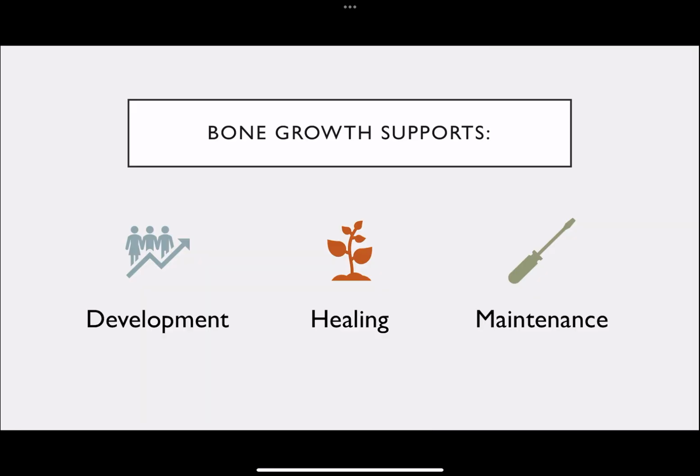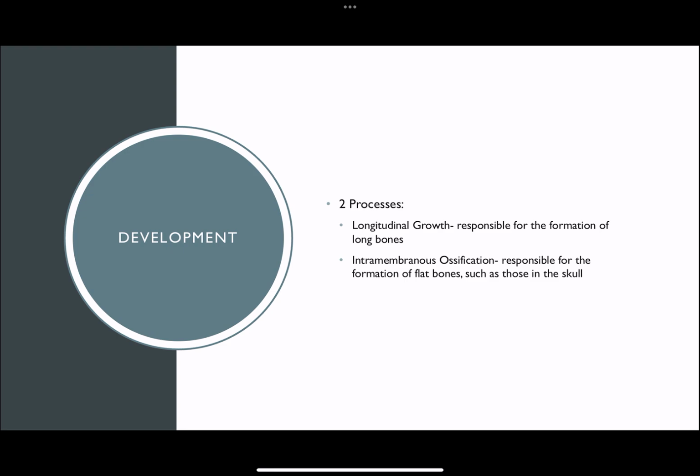So now we're going to talk about the three main things that bone growth supports, which are development, healing, and maintenance. The first we are going to talk about is development, and this is mainly through two processes, longitudinal growth and intramembranous ossification. Longitudinal growth is responsible for the formation of long bones. This begins with the cartilage model that is gradually replaced by bone tissue. Chondrocytes proliferate and hypertrophy, creating a framework that is then invaded by osteoblasts. These osteoblasts then deposit bone matrix, leading to the ossification of the cartilage model.